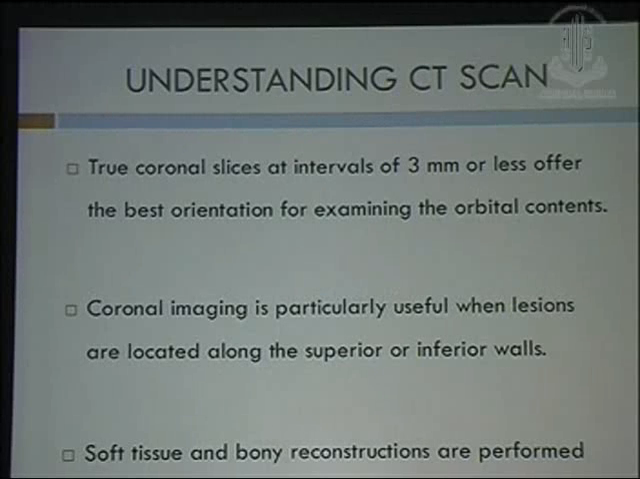Now, what are the most common sections which we take? We usually take coronal slices which are 3 mm or less in size to find out if there is an orbital lesion, and bony reconstructions can be done after a CT scan has been done.